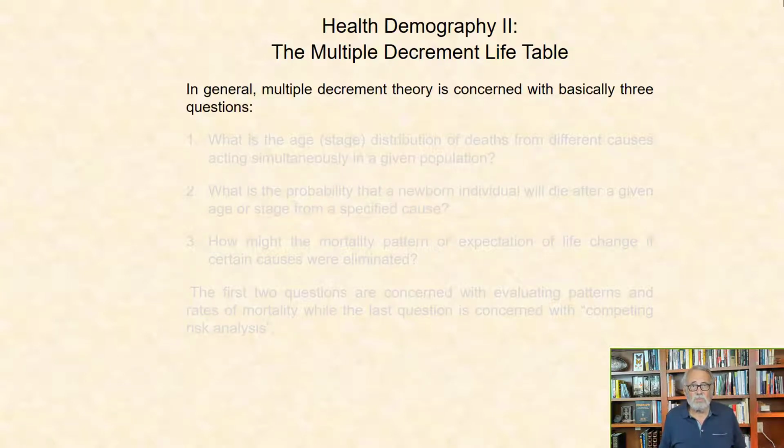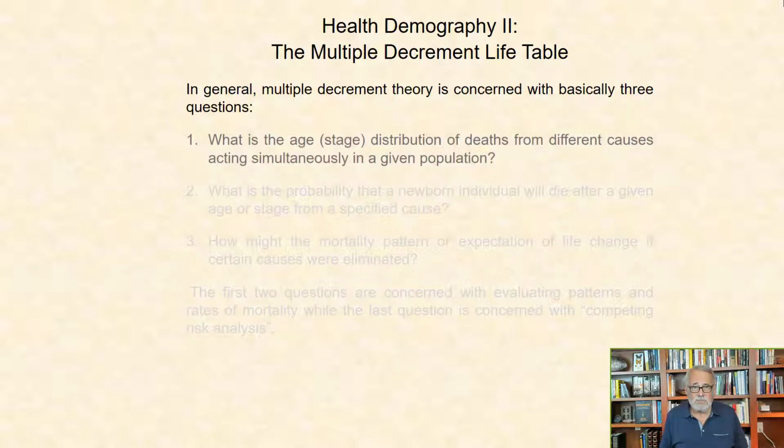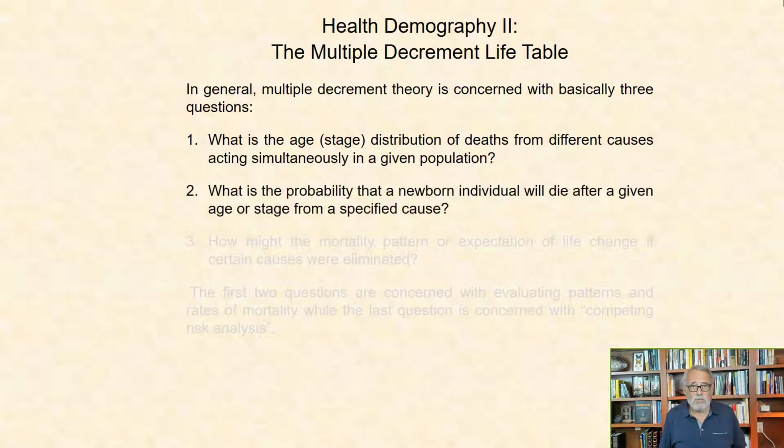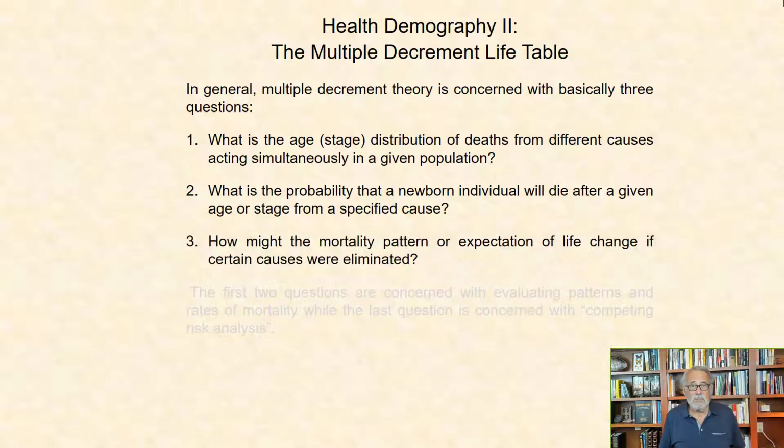In general, multiple decrement theory is concerned with basically three questions. First, what is the age or stage distribution of deaths from different causes acting simultaneously in a given population? Second, what is the probability that a newborn individual will die after a given age or stage from a specified cause? And third, how might the mortality pattern or expectation of life change if certain causes were eliminated?